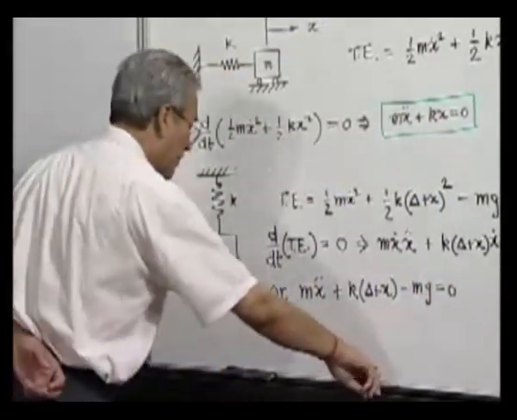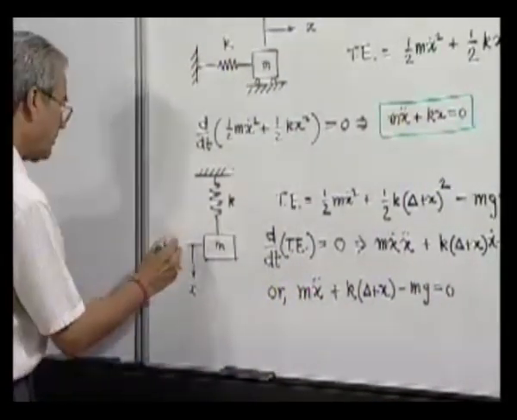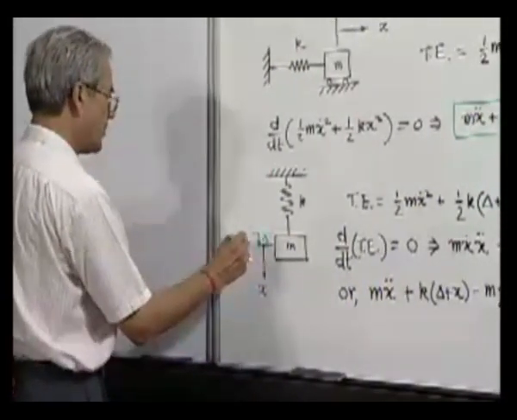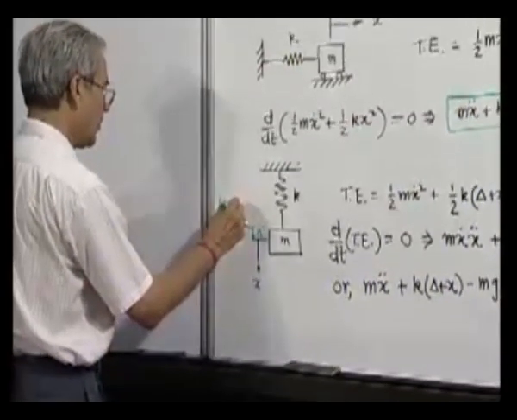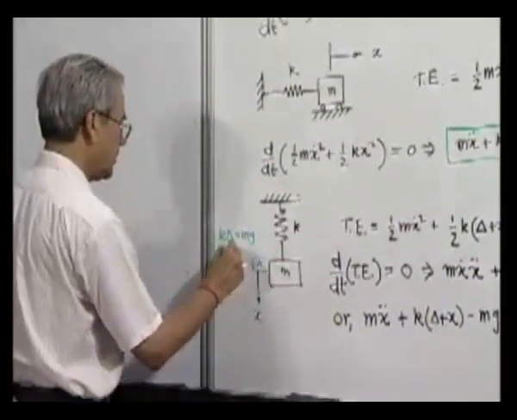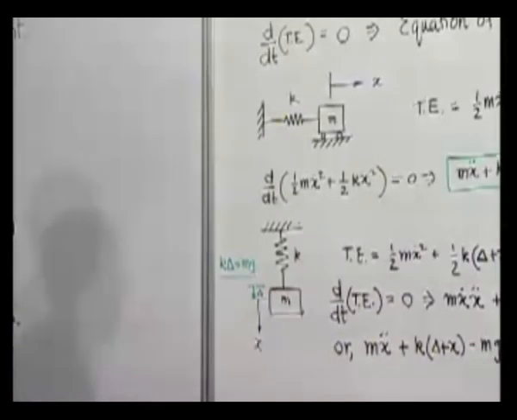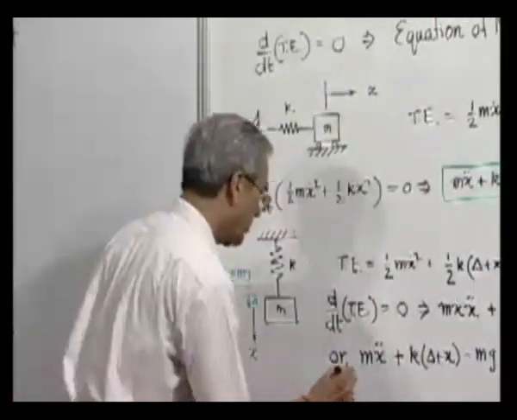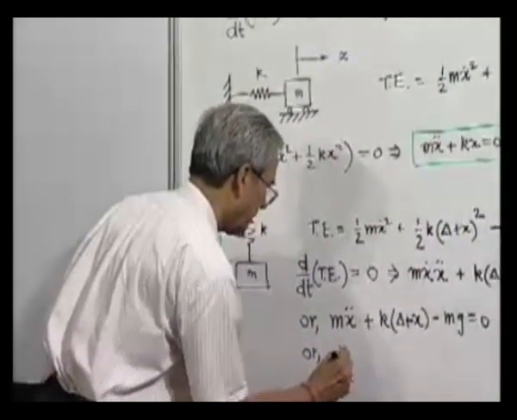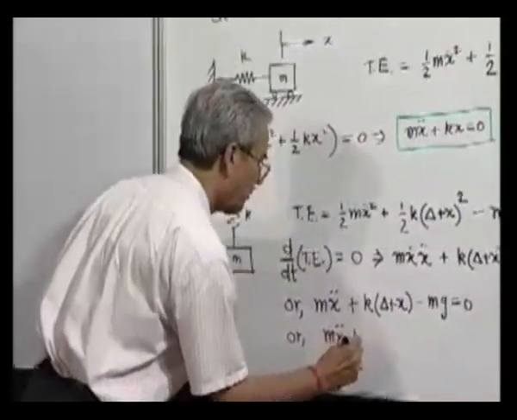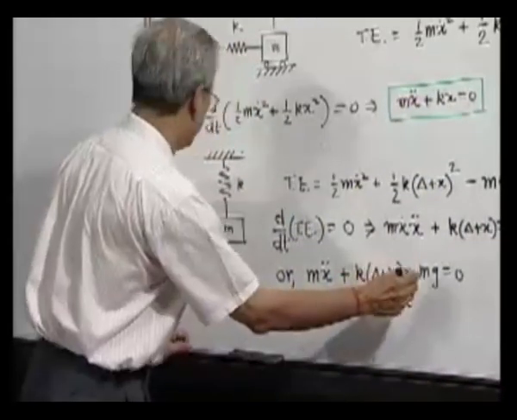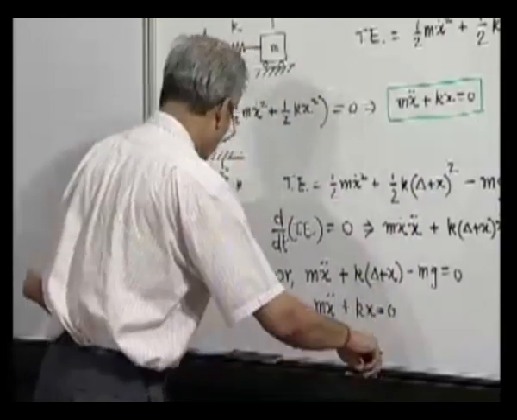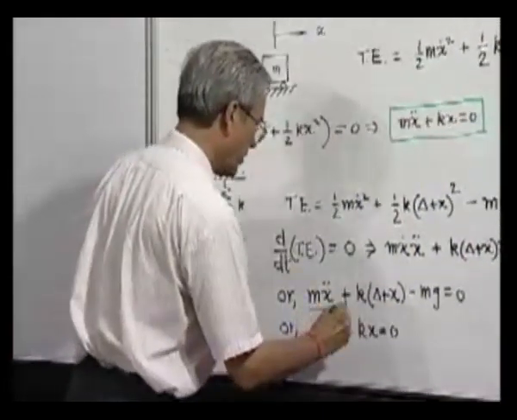Now, if we remember the condition that in equilibrium position, when the amount of stretch was delta, then k delta was equal to m g. The spring force was balancing the gravitational force. So, if you use this, we get finally m x double dot plus k delta is equal to m g, so it gets cancelled. So, we get again the same differential equation.